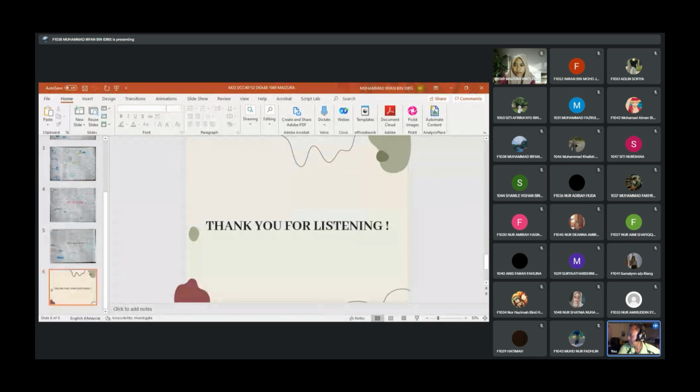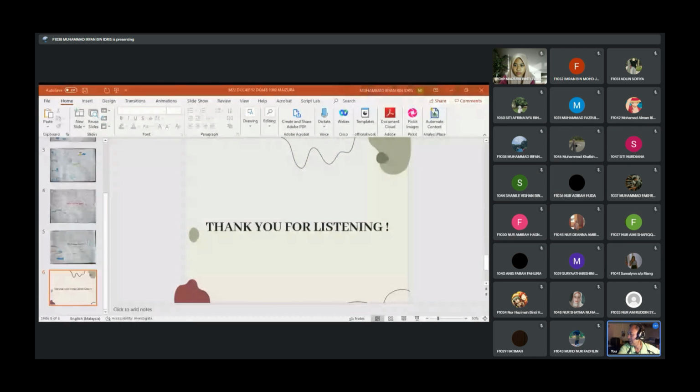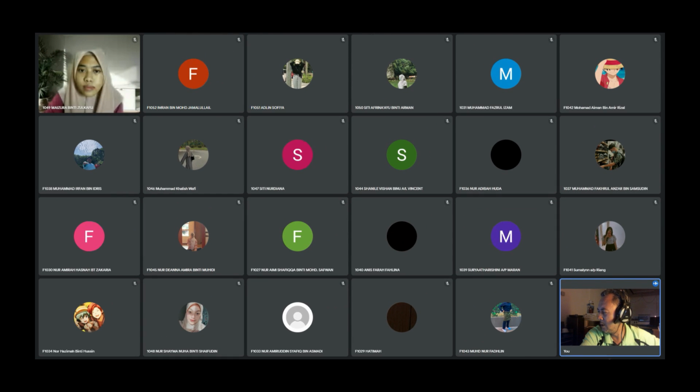Okay, awak punya PowerPoint tu, mind mapping tu, okay. Ada illustration dengan label.